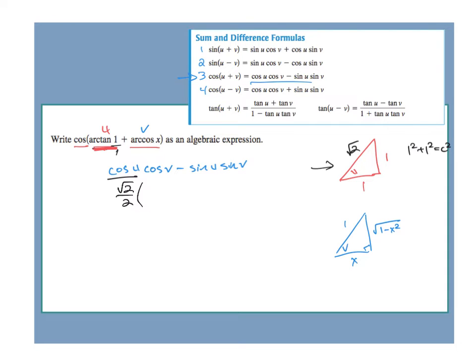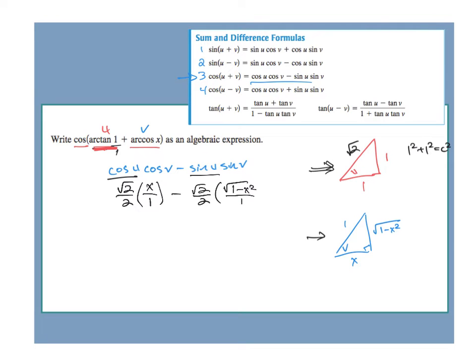So let's look at my V triangle. What's the cosine of it? X. X over 1. And then minus, now I need the sine of my U triangle. So now I'm going to look at my U triangle. And what's the sine of my U triangle? Square root 2 over 2. All right. And then what's the sine of my V triangle? So now I need to look at my V triangle. So what's the sine of it?